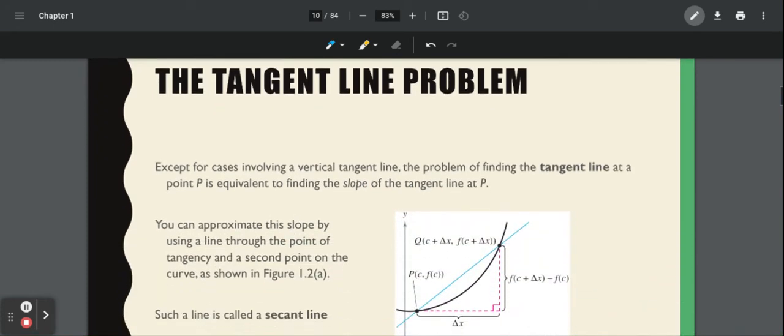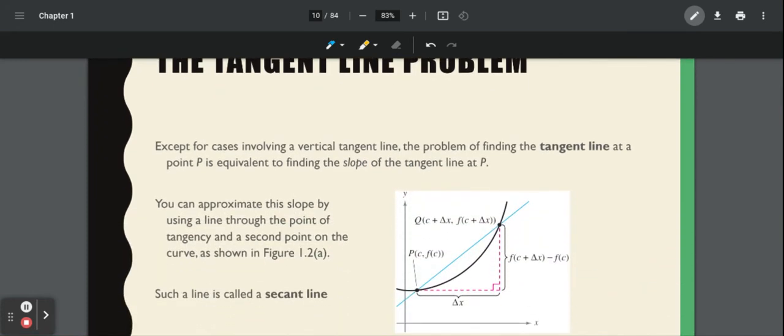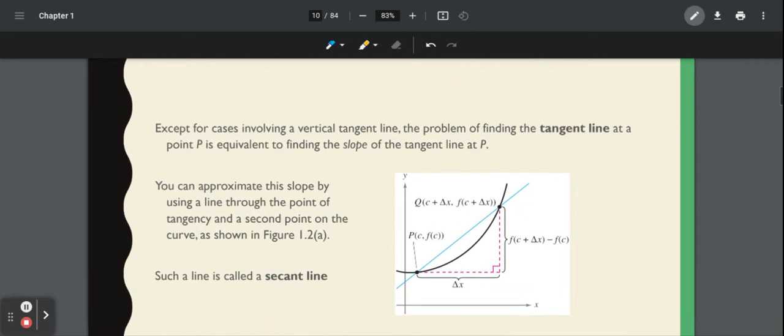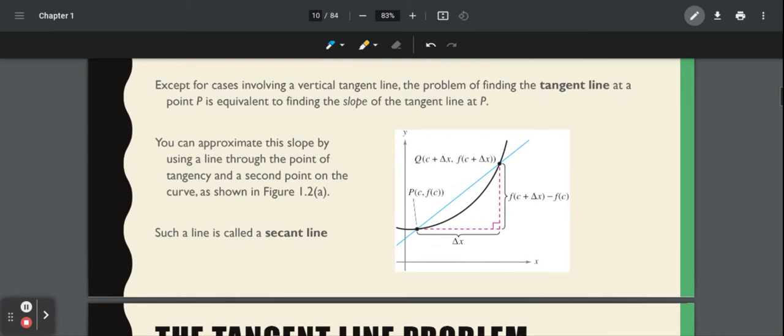Except for cases involving a vertical tangent, because with a vertical tangent, you would have an undefined slope, and so you wouldn't actually be able to do the problem. But the problem for finding a tangent line is equivalent to finding the slope of the line at P. So you could start by approximating. Again, if this is your point P right here, then you could pick another point somewhere down the line right here, we'll say. And so if this point P had the point C and f of C, then this point up here would be C plus whatever that change in x was, and then f of C plus that change in x, right?